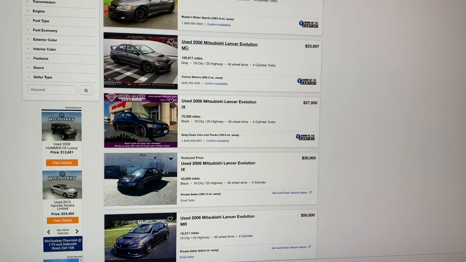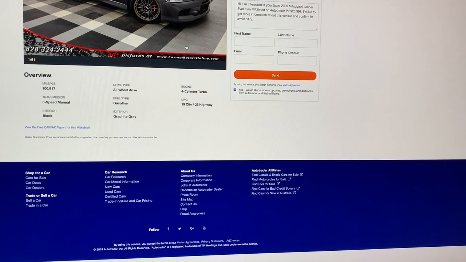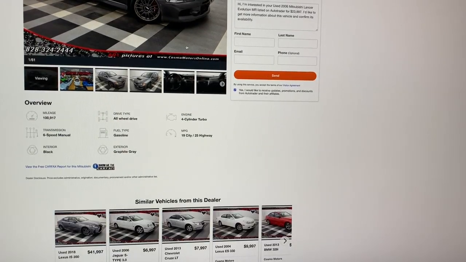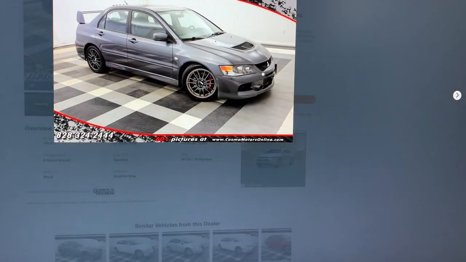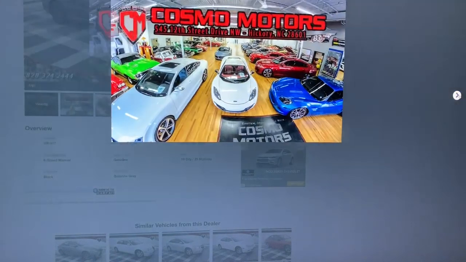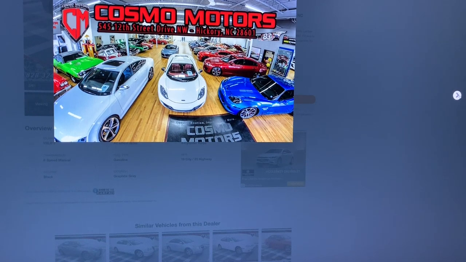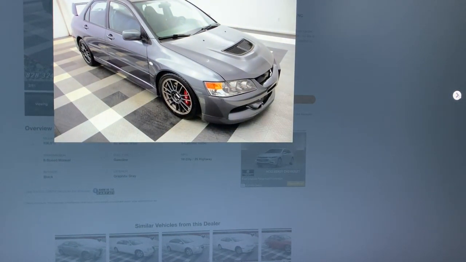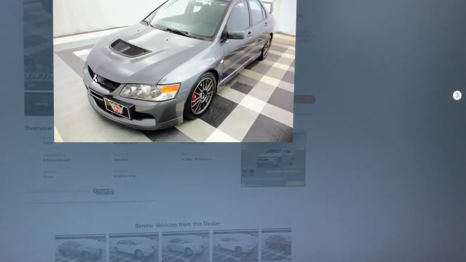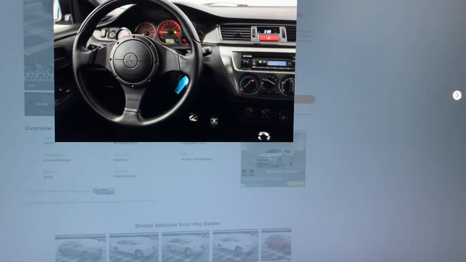All right, so here we have an MR, 100,000 miles, $24,000. This dealership seems to have Evos fairly often. It's got the original wheels. Does appear to be lowered. This might be an SE. Or not an SE, because it's an MR. Might have the appearance package. I think it does. And that's what people commonly think is an Evo MR SE.